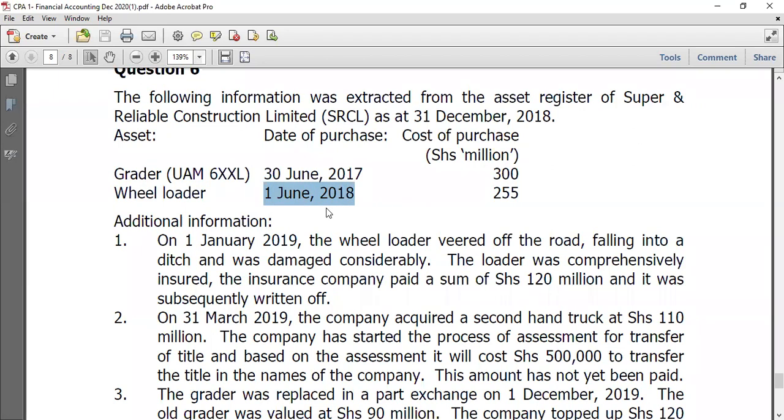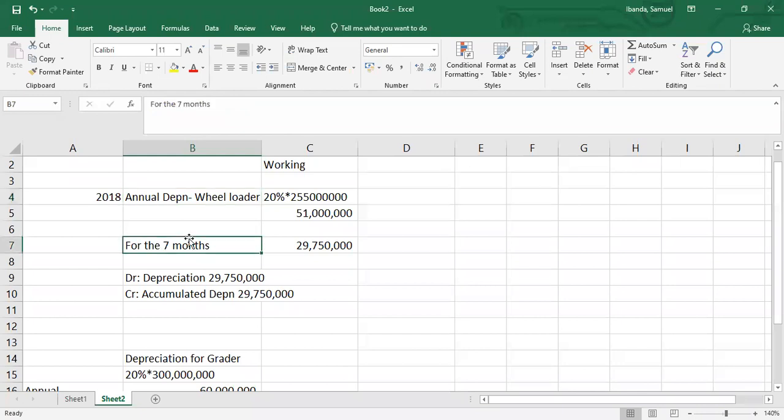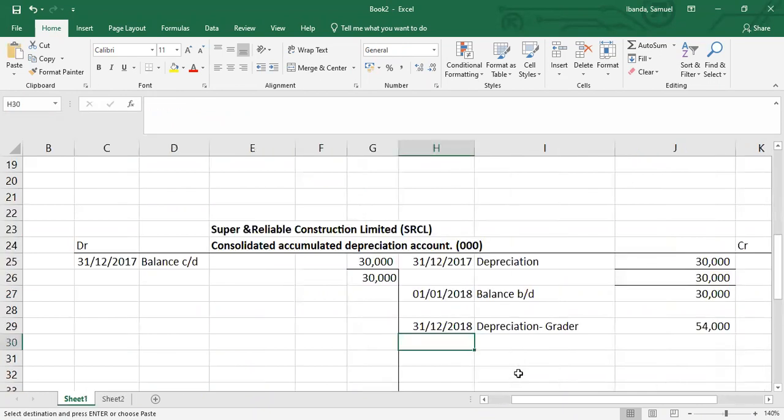And we had already calculated this earlier on when we started. Of course, the annual depreciation is the 20% times the 255, which gave us the 51 million. Now for the 7 months, we just made sure we did 7 out of 12 times the 51 million to get this value. So I'm going to recognize this at this time here.